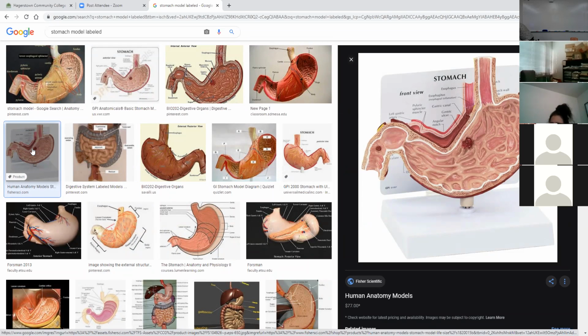You can see the rugae, or gastric folds, on the inside. And here's the pyloric sphincter right here and the lower esophageal sphincter here, where you can see the change in epithelium from stratified squamous here to columnar here.